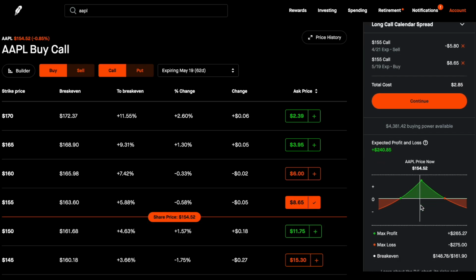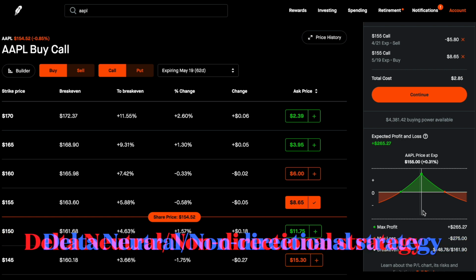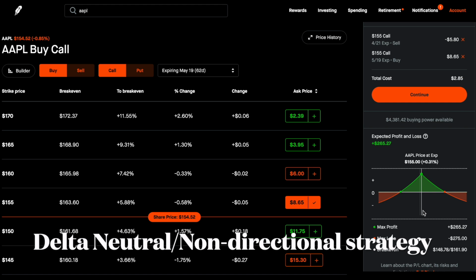Okay, the next thing I want to talk about is how this trade profits. By looking at the profit and loss diagram, you can see that this trade profits if we stay in this range, which is about $10, a little bit over $10. So if the stock doesn't move, you're going to make money. If it moves a little bit, you're going to make money. In addition, if the volatility expands, meaning we have an increase in volatility, the calendar spread will be worth more. This is a delta neutral, non-directional play.